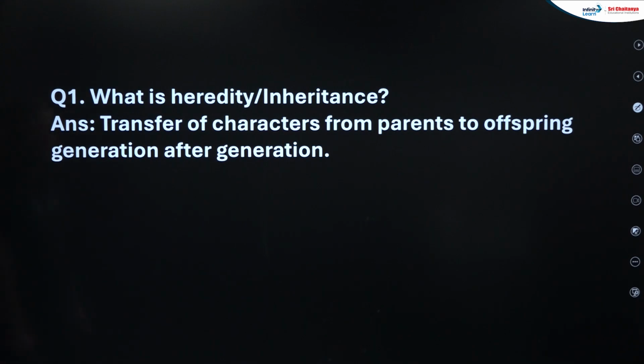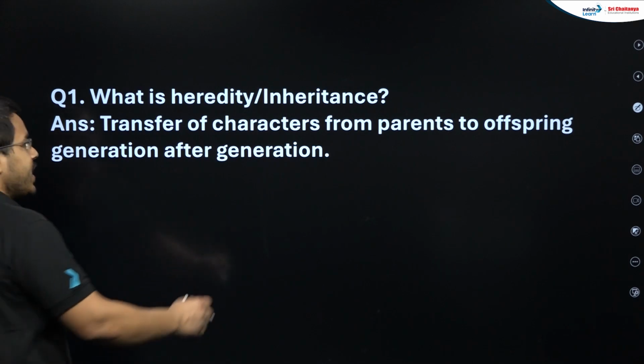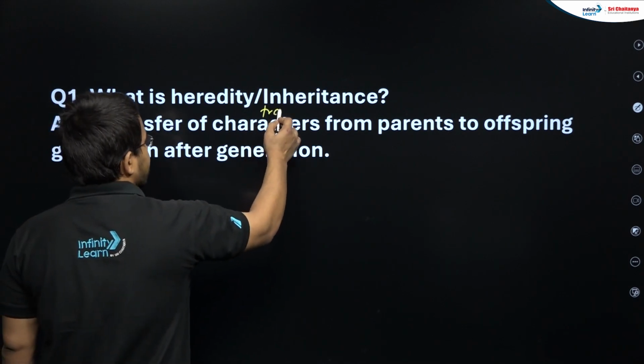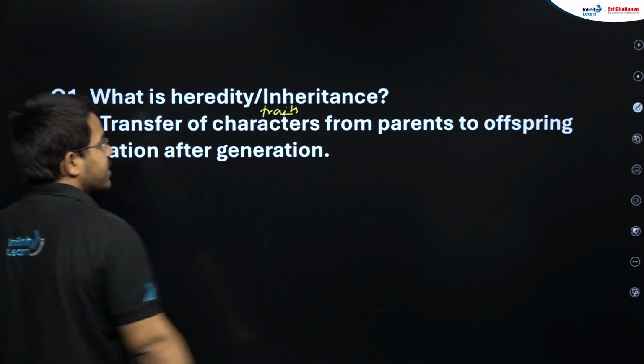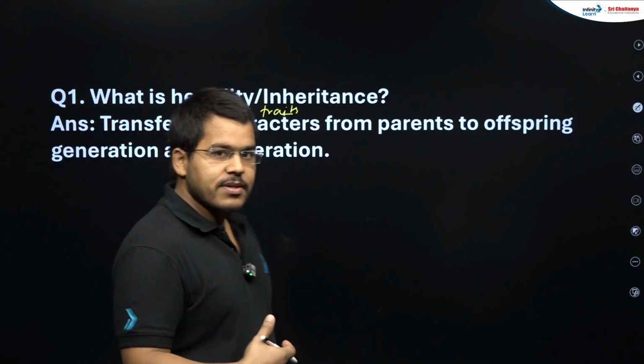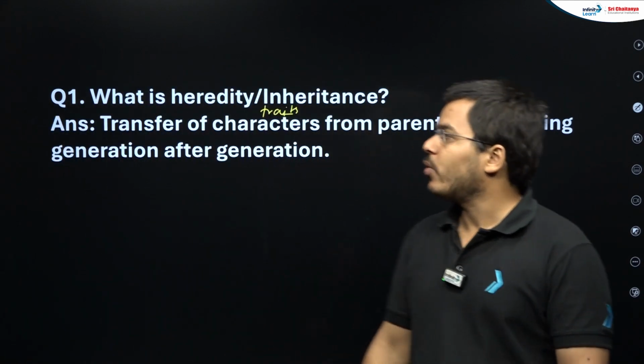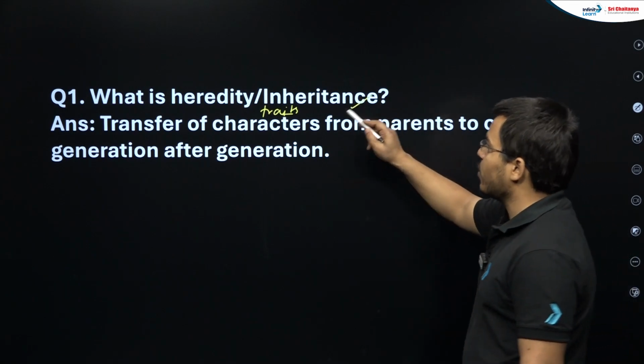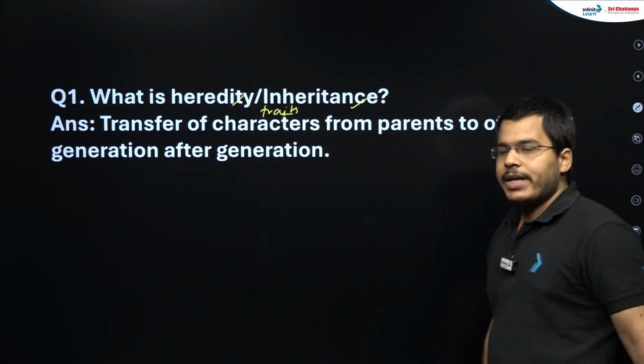So the answer is also very simple, students. Transfer of characters from parents to offspring. You can write traits also, no problem. So transfer of traits or characters from parents to offspring, generation after generation. This process is known as heredity, or you can also call it inheritance. Both are going to be the same thing, right?